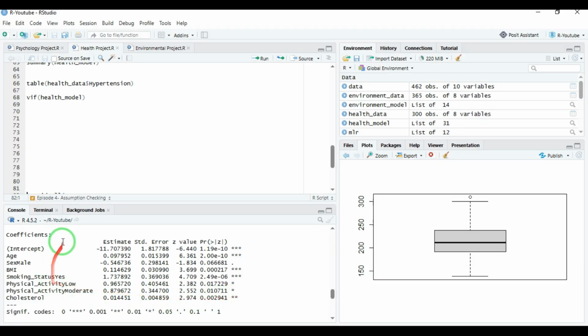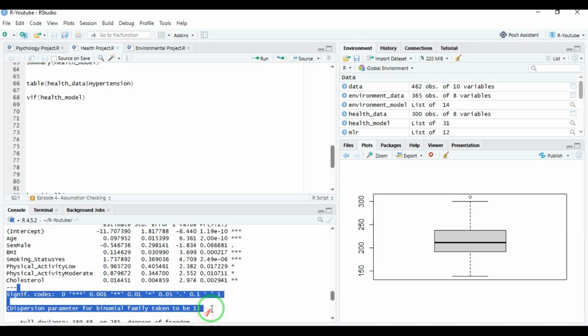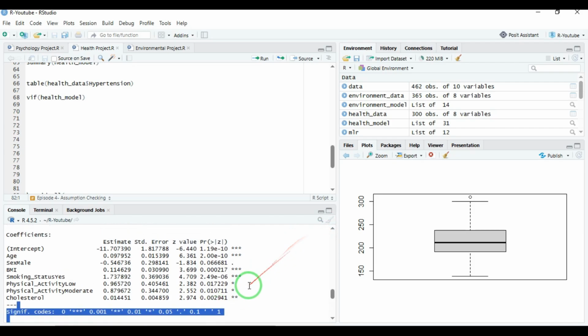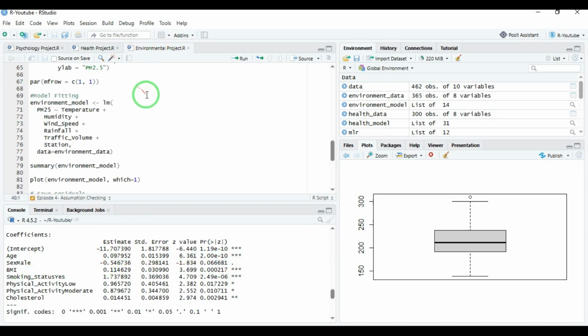Here, this model estimates how each predictor influences the probability of hypertension. You see the p-values, and I think all of them are significant, except for 6, right? Now, let's move on to the environmental example.